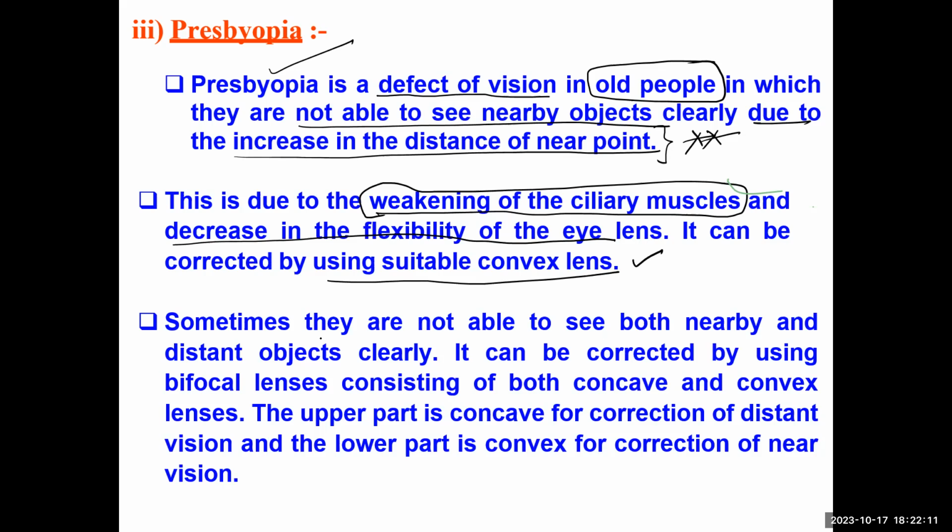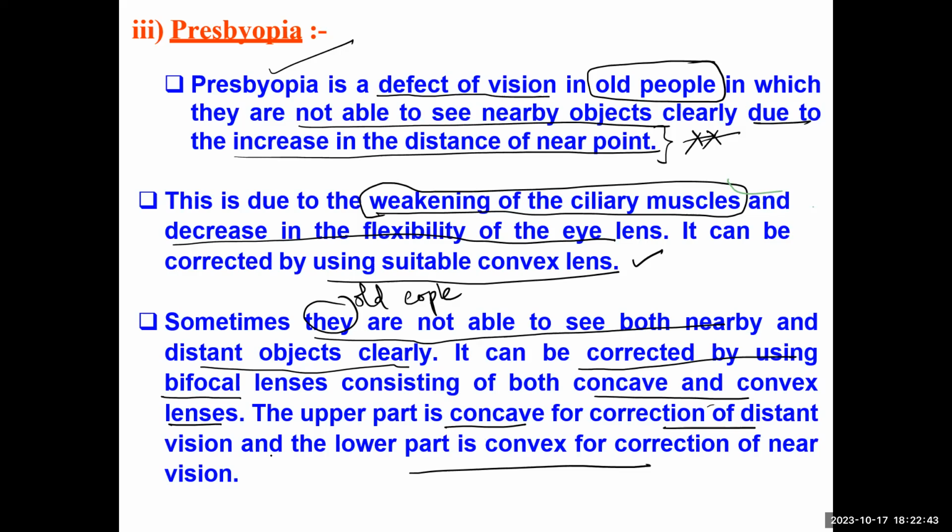Sometimes old people cannot see both nearby and distant objects clearly. Then what are we supposed to do? This can be corrected by using both lenses, called bifocal lenses, which combine concave and convex lenses. The upper part will be concave and the lower part will be convex. Concave is used for correction of distant vision, and convex is used for the correction of near vision. This is about today's class.